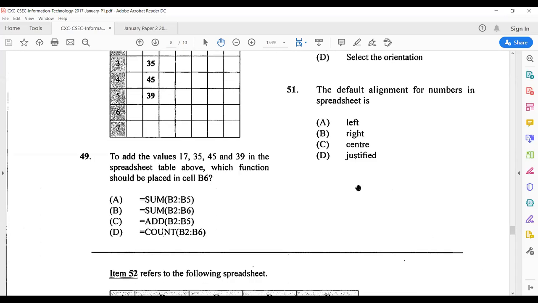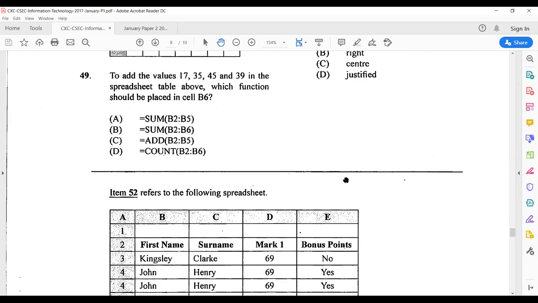All right, 51. The default alignment for numbers in a spreadsheet is what? So by default, when you type a number in a spreadsheet, how is the alignment? That one you could test by yourself. Just open up Microsoft Excel, for example, and it actually goes right. So it goes to the right by default. Text goes to the left, and numbers go to the right. So the answer to 51 is B.